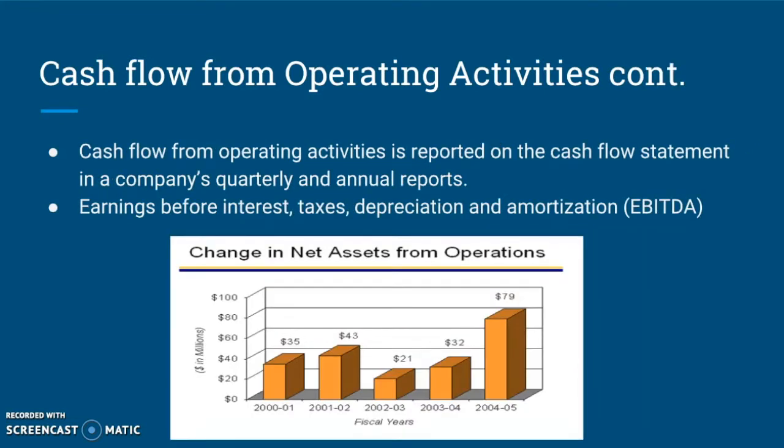Cash flow from operating activities is reported on the cash flow statement in a company's quarterly and annual reports. When you compare cash flow from operating activities with earnings before interest, taxes, depreciation, and amortization, you will have insight into how a company finances short-term capital. Cash flow from operating activities excludes dividends paid to stockholders and money spent to purchase long-term capital like equipment and facilities, because these are also one-time or infrequent expenses.